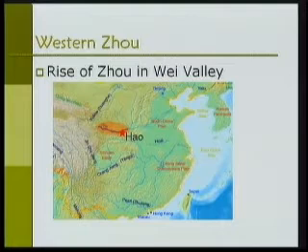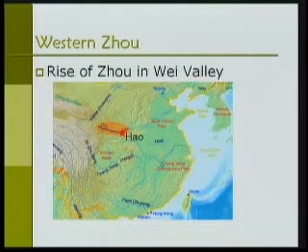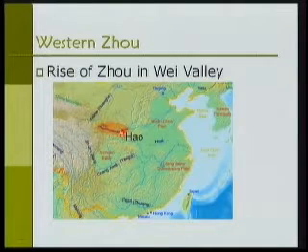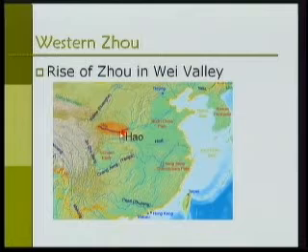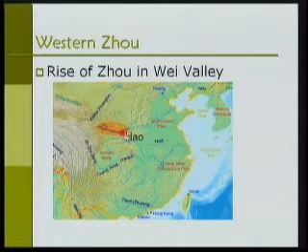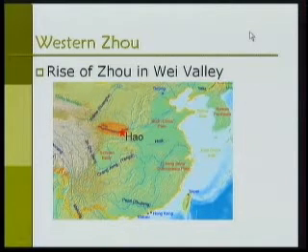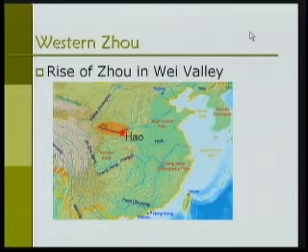Okay, let's see. I just wanted to show you the map of China. This is the map of China, and the rise of the Zhou people in the west, and that's why it's called the Western Zhou period, with their capital Hao. And when they move from here to this area, then they would be called the Eastern Zhou people with their brand new capital.